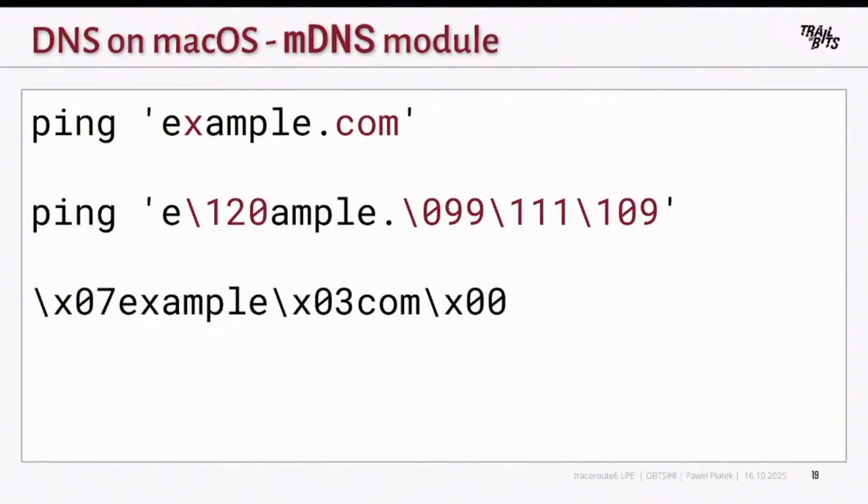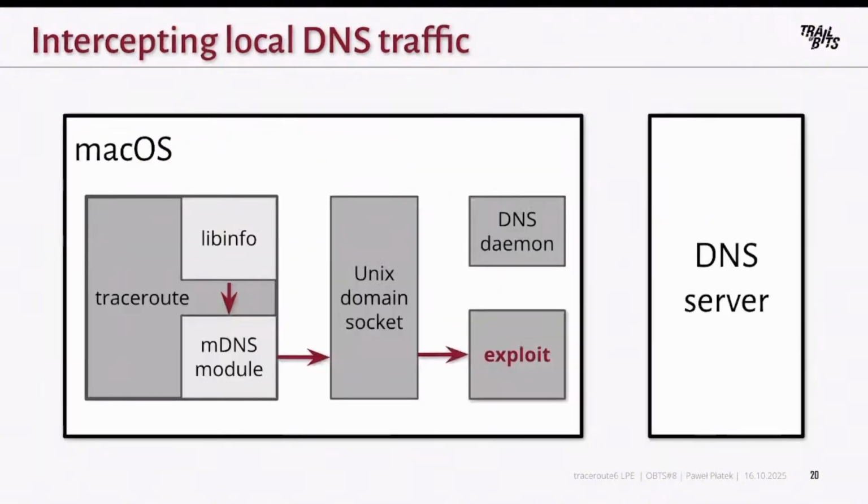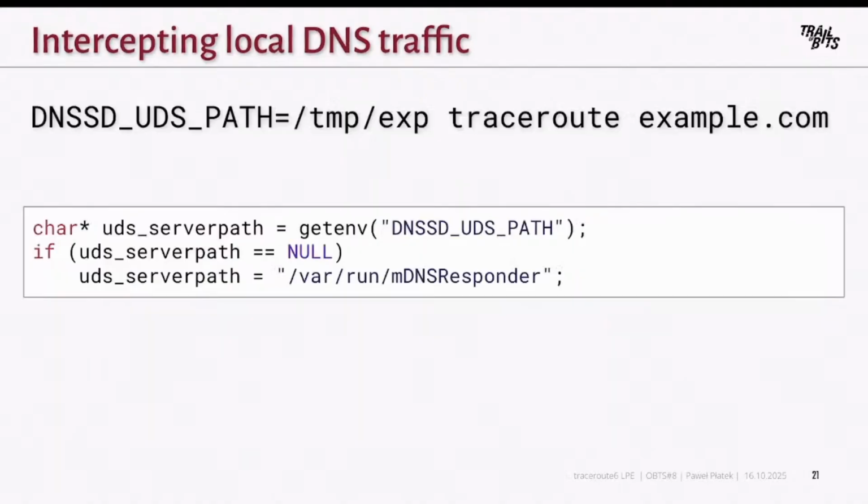So the next thing I wanted to check is whether we can make traceroute somehow communicate with our exploit instead of the daemon. And surely enough, it was easy to do so. We just need to run traceroute with this environment variable, and the path of the socket will be as we choose. And with that, we increased the attack surface from only traceroute to also the whole DNS client stack.